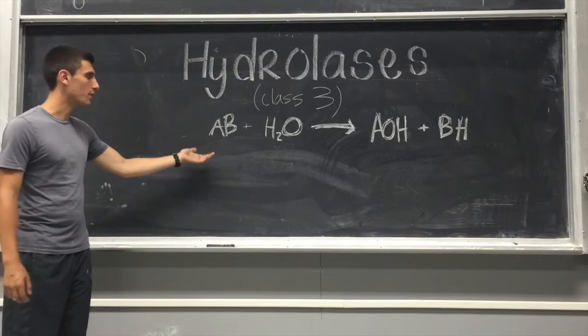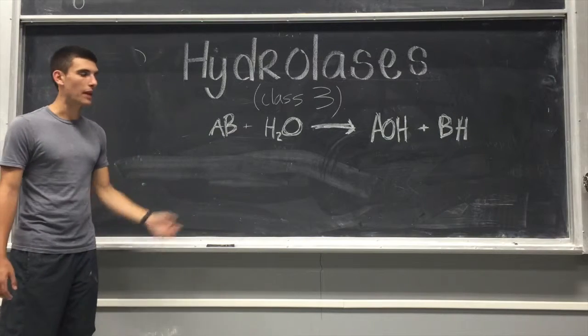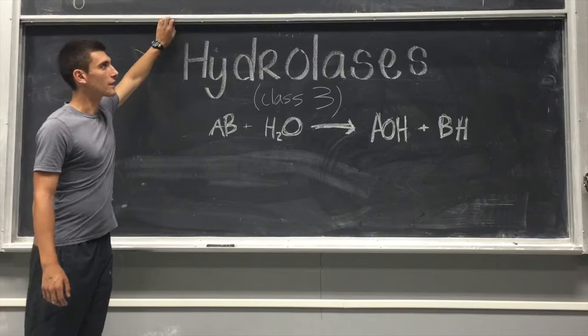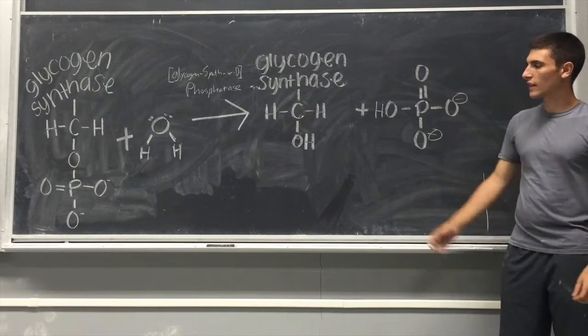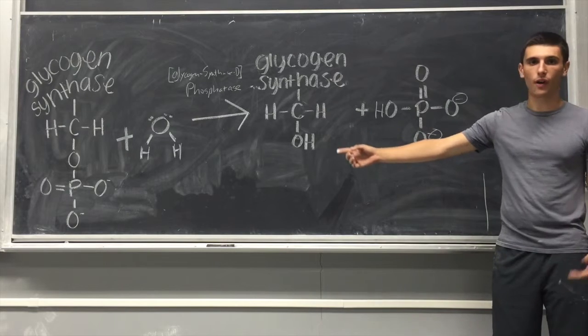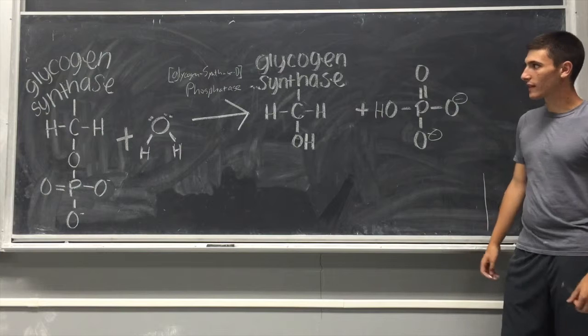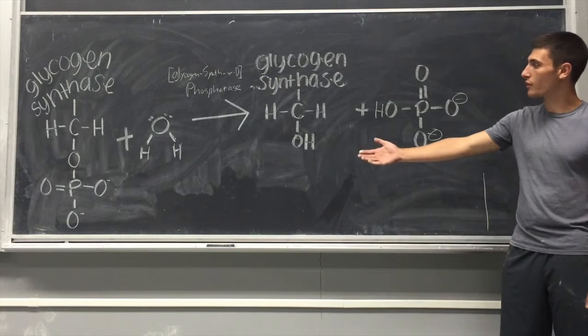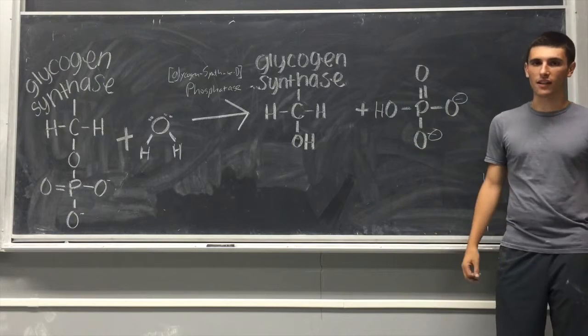The third class of enzymes are the hydrolases. In this example, some substrate AB is split into its two separate parts, A and B, by adding a water to it. In this example, glycogen synthase, which is an enzyme in your body, is inactivated because there's a phosphate group on one of its serines. But the enzyme glycogen synthase phosphatase can add a water to it, which splits this phosphate off and lets it do its thing in the cell.